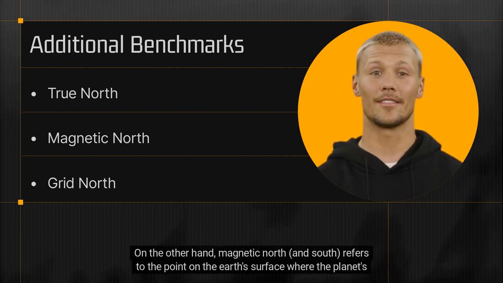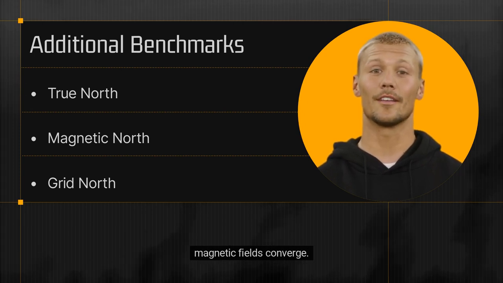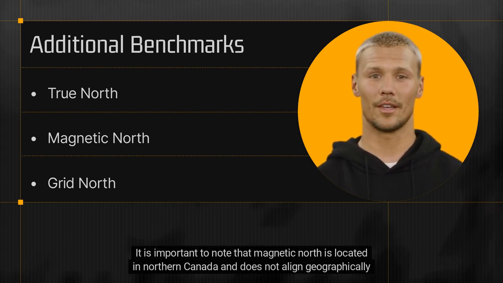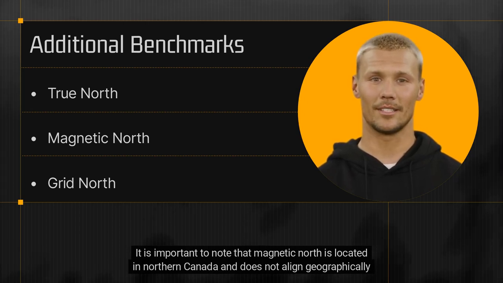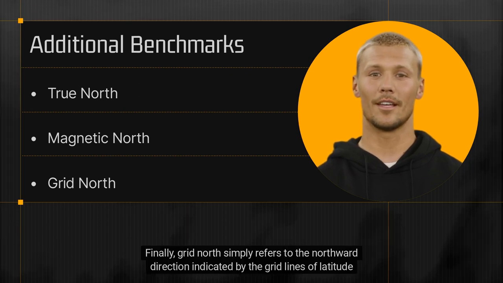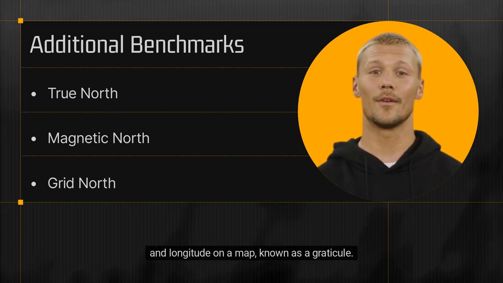On the other hand, magnetic north and south refers to the point on the Earth's surface where the planet's magnetic fields converge. It is the direction toward which magnetic compasses point. It is important to note that magnetic north is located in northern Canada and does not align geographically with true north or the North Pole. Finally, grid north simply refers to the northward direction indicated by the grid lines of latitude and longitude on a map, known as a graticule.